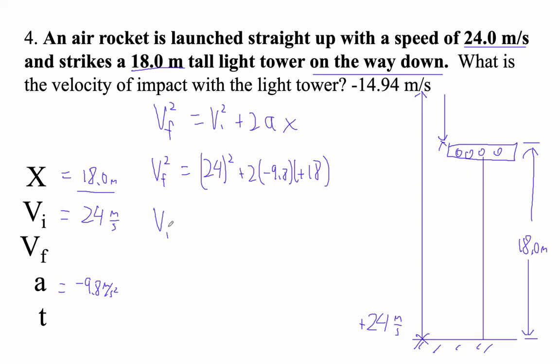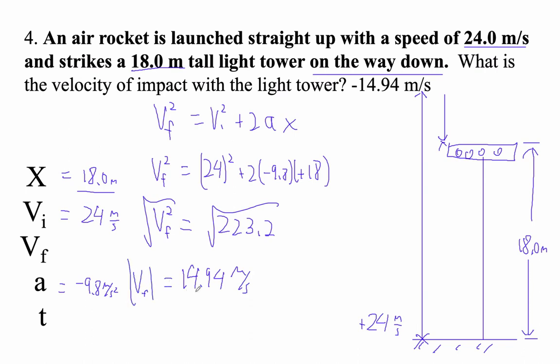So Vf squared. I literally just typed this in and hit enter, and I got 223. This whole right side is 223.2. So then to find what Vf is, I'm going to square root both sides. I go second, square root, second answer: 14.94 meters per second. That's the absolute value of the final velocity, which of course means it could be positive that or negative that.